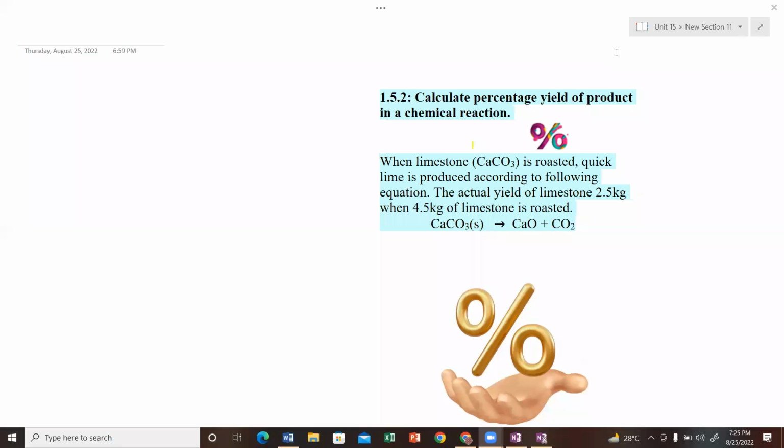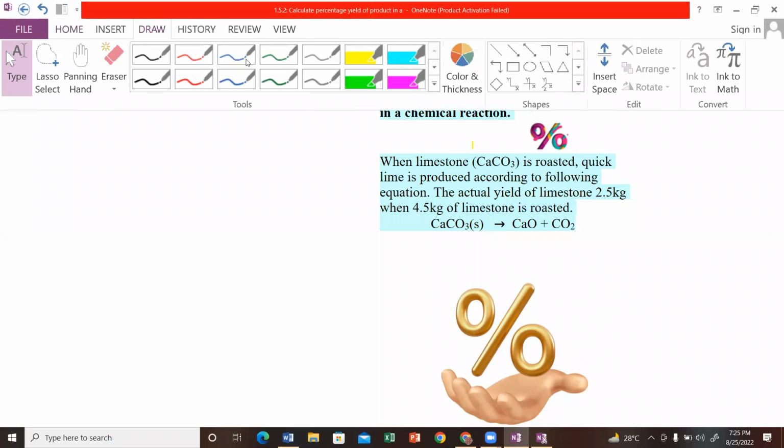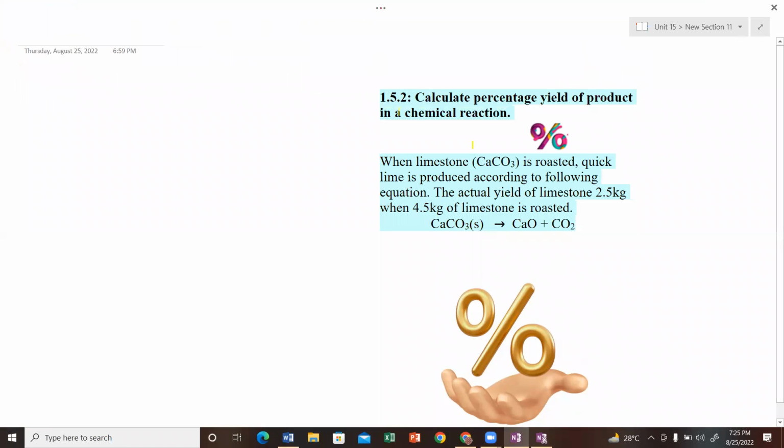So students, as we know now, what is the meaning of percentage yield, actual yield, and theoretical yield? We are moving towards the next SLO, which is 1.5.2, and it is also related to the previous description that we have completed. The SLO states: calculate the percentage yield of product in a chemical reaction.